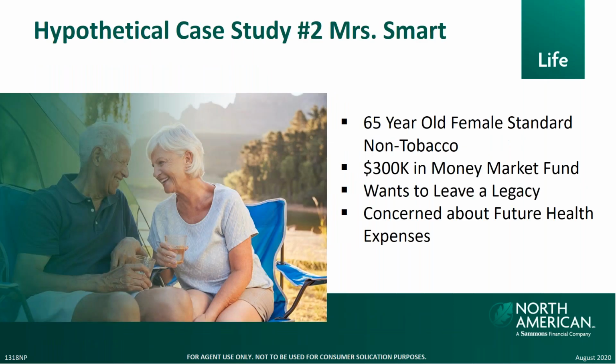So moving on here, here's our second case study, and it's on Mrs. Smart. Now, Mrs. Smart is 65 years old. She's in relatively good health. She has $300,000 sitting in a money market account today. And what's important to her is, one, leaving a legacy to her family, to her kids and to her grandkids. But she also has some concerns about future health expenses.